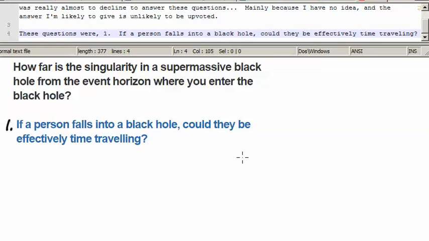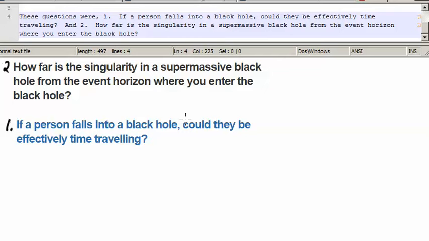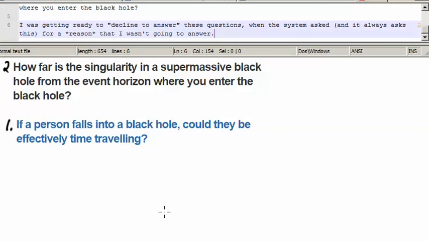And two, how far is the singularity in a supermassive black hole from the event horizon where you enter the black hole? I was getting ready to decline to answer these questions when the system asked, and it always asks this, for a reason that I wasn't going to answer.